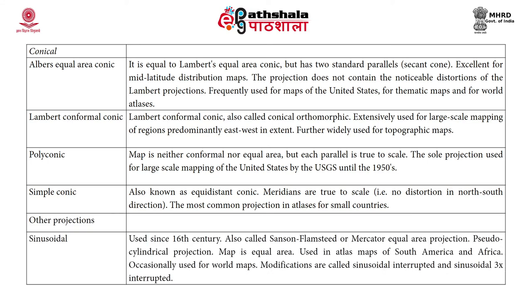And after this, we have some other projections, for example, number one, sinusoidal projection, which has been used since the 16th century, also called Sanson-Flamsteed or Mercator's equal area projection. It is a pseudo-cylindrical projection; the map is equal area, used in atlas maps of South America and Africa, and occasionally used for world maps. Modifications are called sinusoidal interrupted and sinusoidal 3x interrupted.